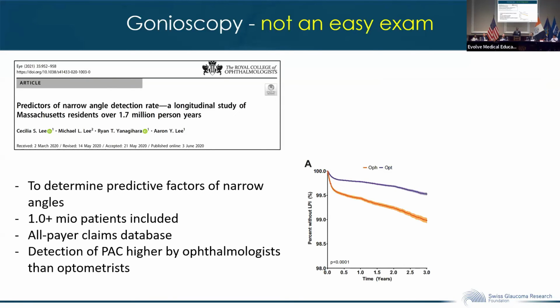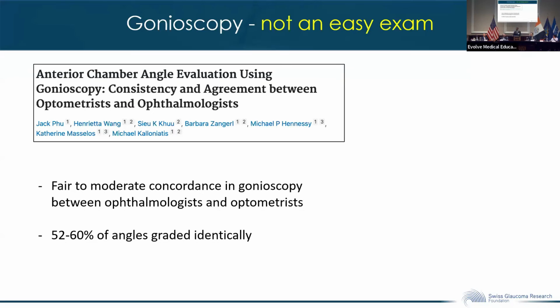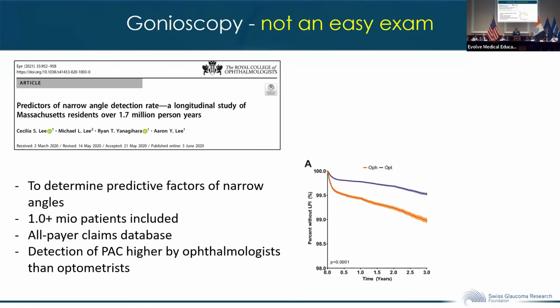Now, I said it's a difficult exam to do. I tell my residents, unless you have done 500 gonioscopies, you're nowhere near a master in this exam. So you need to do a lot. This study from the US, which is an interesting study because it analyzed a claims database with over 1 million patients in Massachusetts, found that detection of primary angle closure was performed better by ophthalmologists than optometrists. It's not very surprising, I would say, definitely for that generation, because ophthalmologists simply had a longer training in gonioscopy and had probably done on average more gonioscopies.